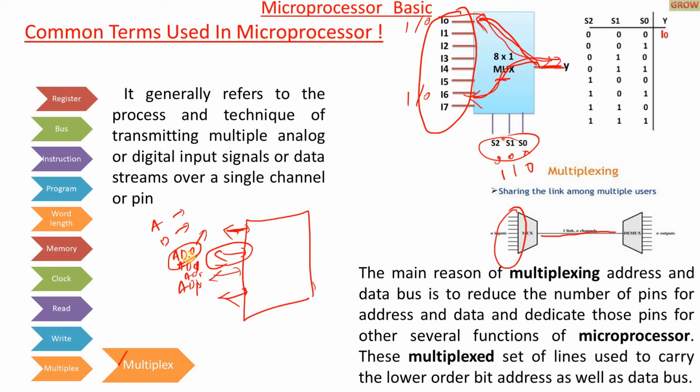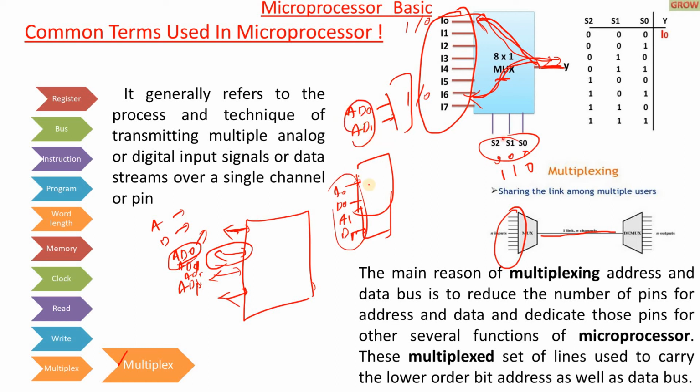So what is the advantage of this multiplexing? The number of pins is reduced. Suppose without multiplexing, we use one pin for A0 and one pin for D0, and one pin for A1 and another pin for D1. So 4 pins are needed. But in multiplexing, a single AD0 is enough, and a single AD1 is enough. That means instead of these 4 pins, we are using 2 pins. So the number of pins is reduced, and automatically the complexity problem will be reduced. What is meant by the complexity problem? The requirement of the hardware. So the advantage is that the number of pins is reduced.